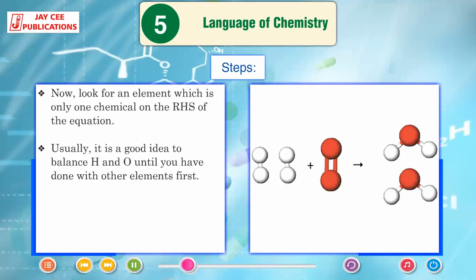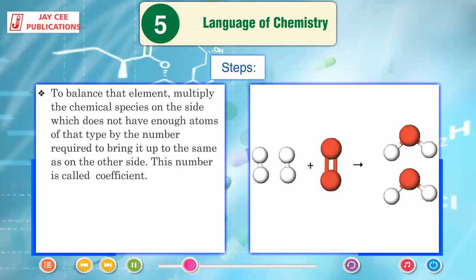Usually it is a good idea to balance H and O only after you have done with the other elements first. To balance that element, multiply the chemical species on the side which does not have enough atoms of that type by the number required to bring it up to the same as on the other side. This number is called coefficient.